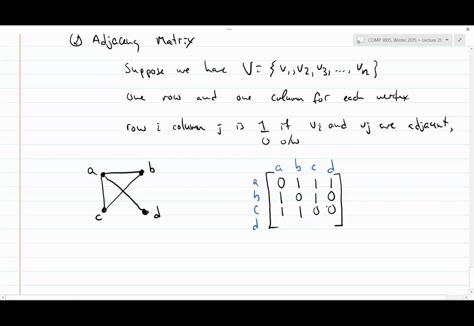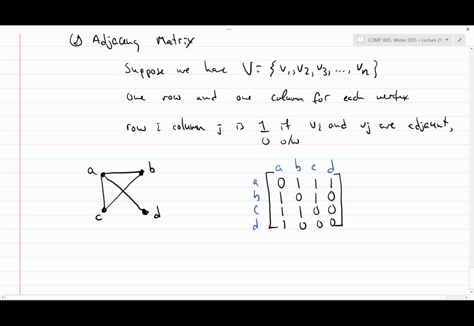And finally, D is connected to A, but nothing else. So 1, 0, 0, 0. And this is the adjacency matrix for that graph. Yeah? Yes, that's exactly what you would do. So if there were 2 edges from A to B, you would have a 2 right here instead of a 1. And I'll do an example like that in a second.